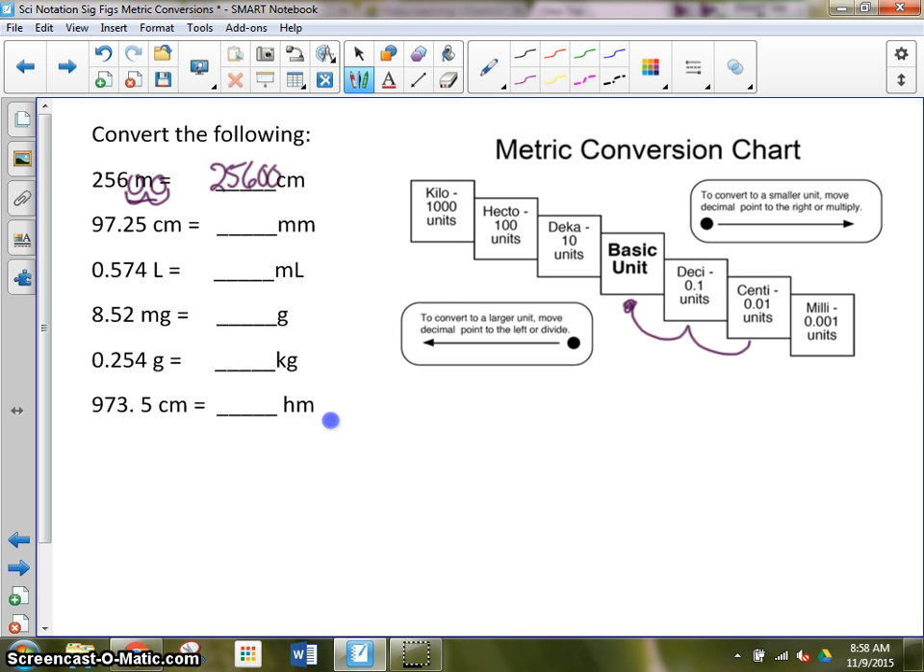Now for the next one, I'm going to go from centimeters to millimeters. That's only one decimal place to the right. So that would make this number 972.5. This time, as we move to the right, I'm going from liters to milliliters. That's going to be 3 places. So when I move 3 to the right, I'm going to get 574.